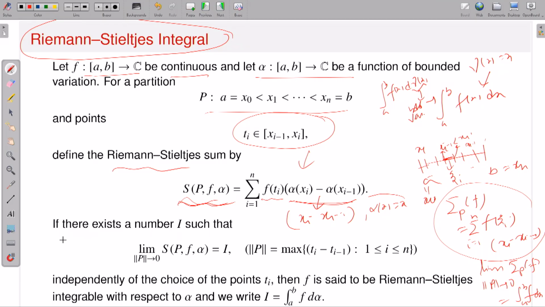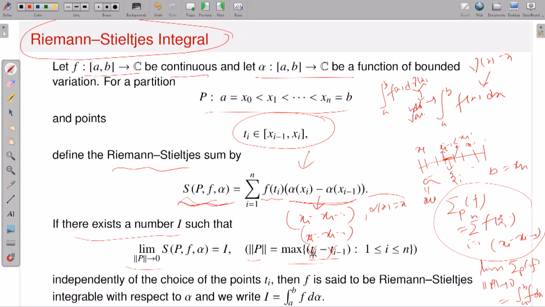Now I am saying that if there exists a number I such that, as the norm of the partition goes to 0, my Riemann sum converges, where the norm of the partition means the maximum of the length of the intervals xi minus xi minus 1. This is actually a typo, not Ti. Ti is the in-between point. So it is the length of the interval: you take the length of the interval xi to xi minus 1, take the maximum, and this I am saying is the norm of the partition.